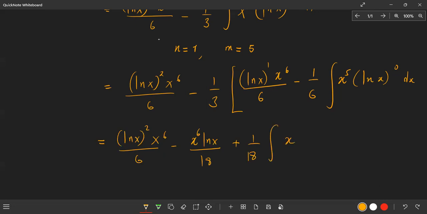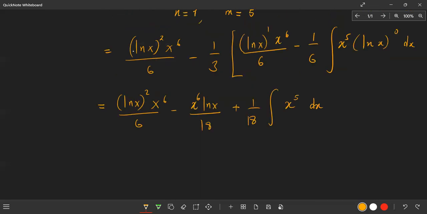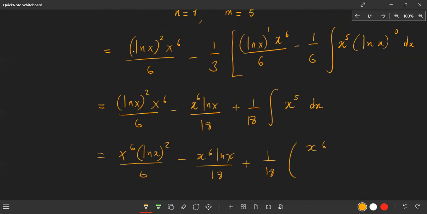No, I'm following. Okay, and this x power 5 alone, because this is just power 0, just 1, and then the x. Okay, now we're almost there. What do you think we should do here now? Integrating x power 5, right? Yes, we integrate x power 5. Just integrating x power 5 is very straightforward, just algebra there, the normal integration, you know. Over 6 minus x power 6 natural log of x over 18 plus 1 over 18. Integrating this is x power 6 over 6, and then over 6 dot x.